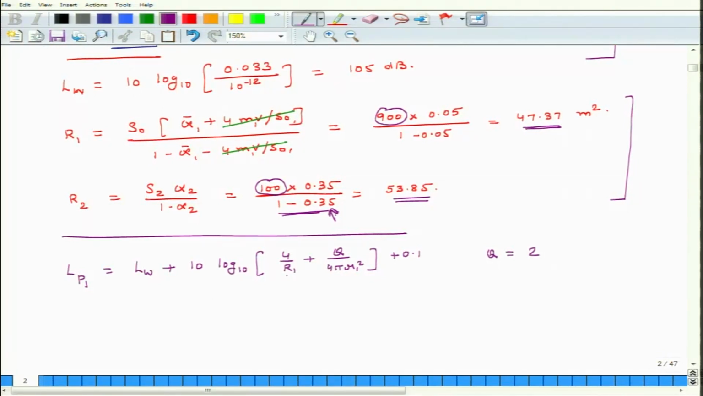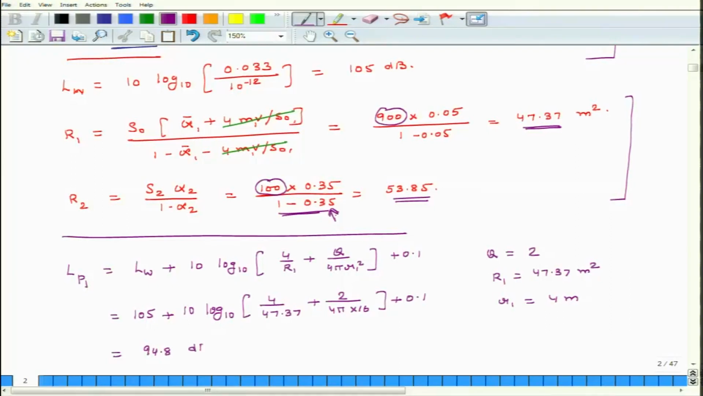We also have computed the value of R1, that is the room constant. So, R1 equals 47.37 square meters and little r1 is 4 meters. So, with this I compute. LW is 105 decibels plus 10 log 10 of 4 by R1 plus directivity factor divided by 4 pi into 16, plus 0.1, and this comes to be 94.8 decibels.